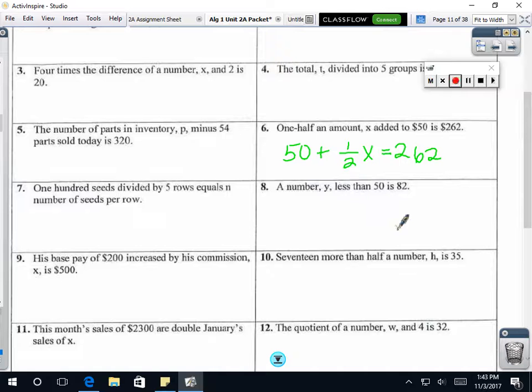Okay, any other questions off page 10? Number 8, a number y less than 50 is 82 would have been 50 minus y equals 82. Okay, because the y is less than 50, so it needs to come after the 50. Okay, any other questions?